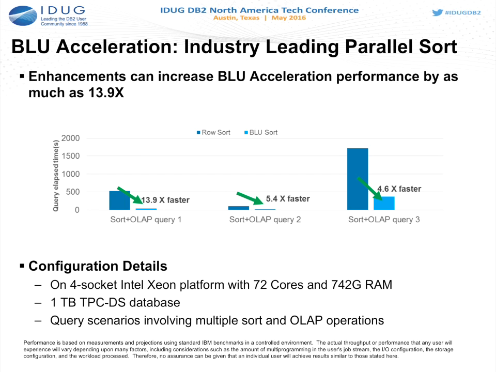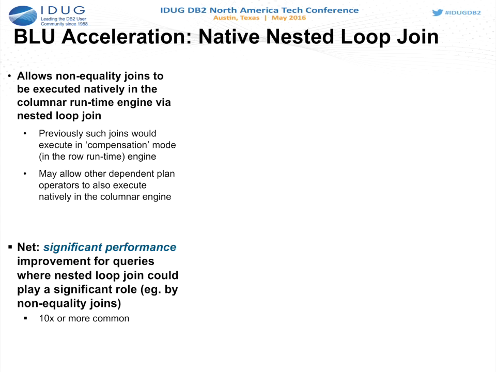Another of these core improvements is the fact that we'll now support nested loop join, again, natively in the columnar engine. This is something that we, of course, used to support in the prior releases with BLU, but again, compensated in the row-based engine. And so now when you've got access plans that depend on nested loop join, for example, a non-equality join, we're going to be able to execute those entirely in the columnar engine.